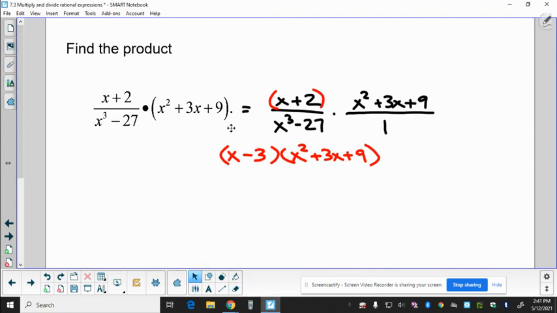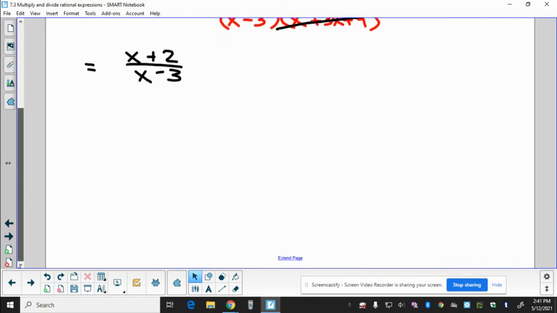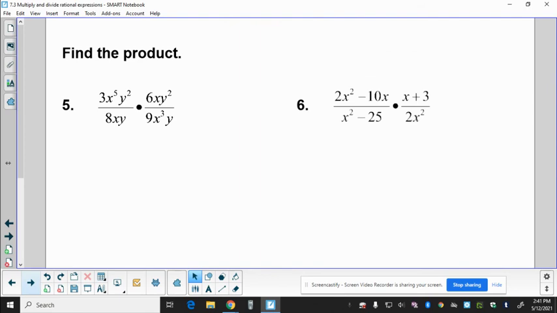So, does anything cancel? Well, this cancels with that. This has been rewritten. All right, our answer to this problem is x plus 2 in the numerator over x minus 3. Okay, how about we give these a try? Try 5 and 6.